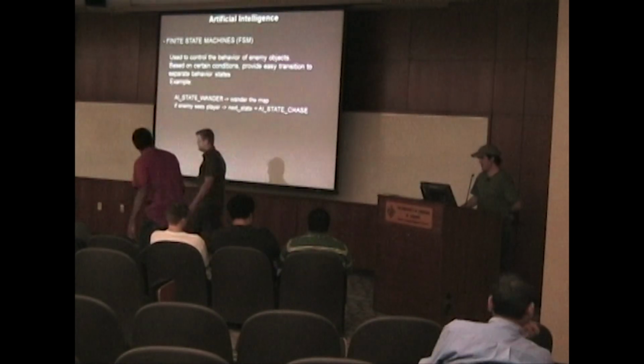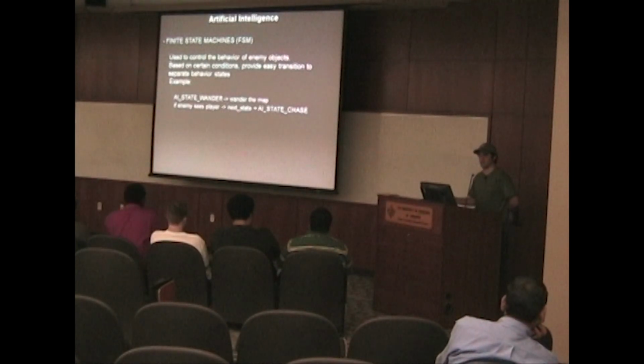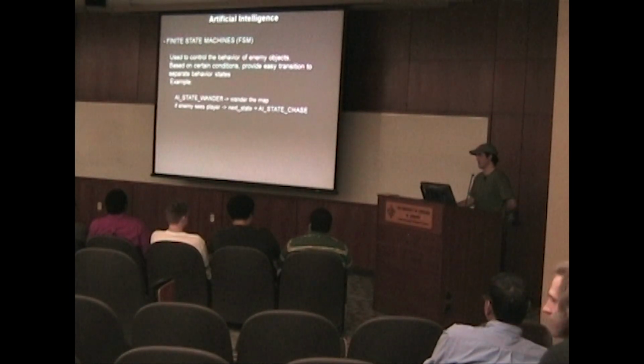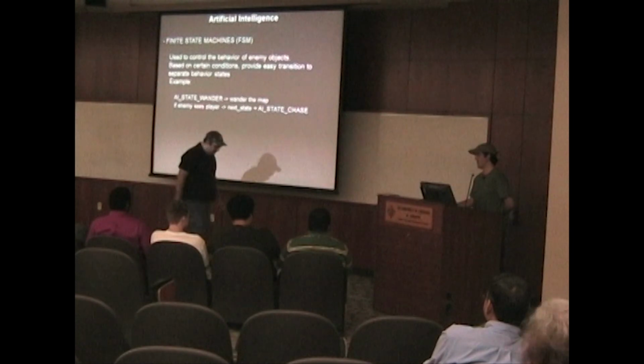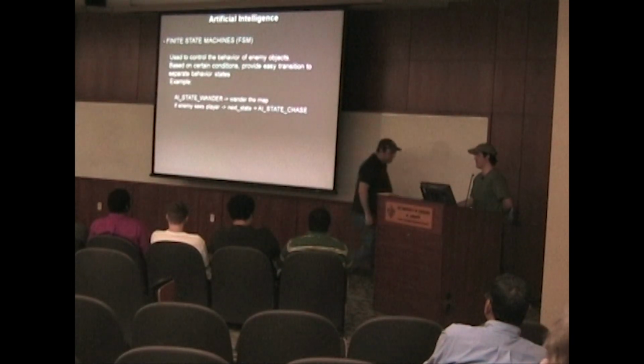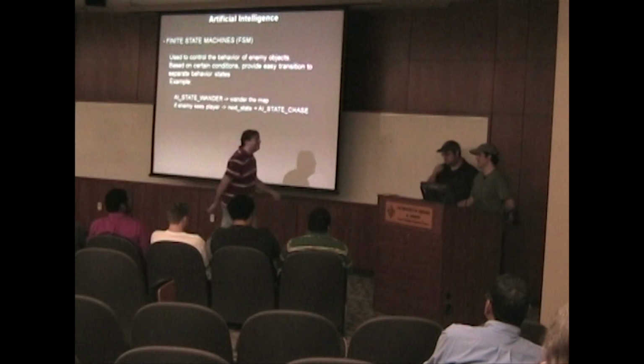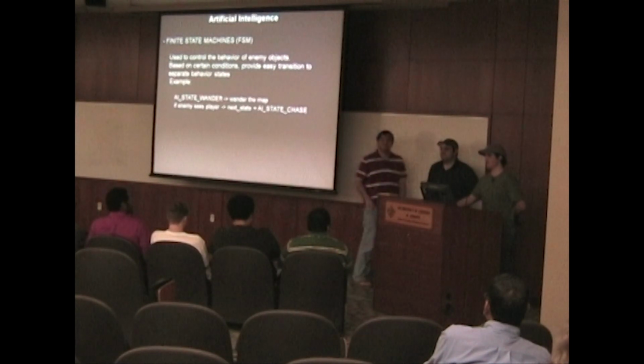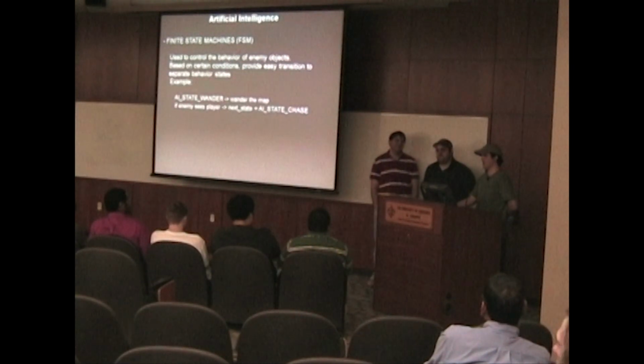All right. The next aspect of our game is going to be our artificial intelligence. This is where the user is interacting with the other objects in the game that are controlled primarily by pre-programmed actions that are handled by both Josh and Blake.